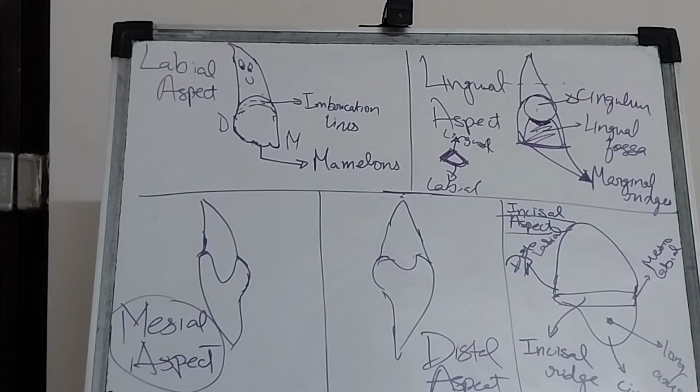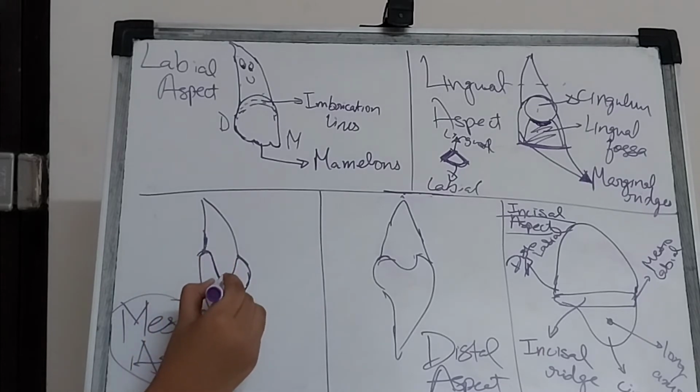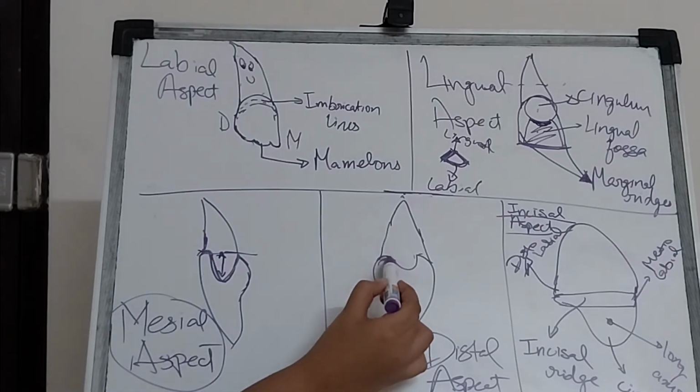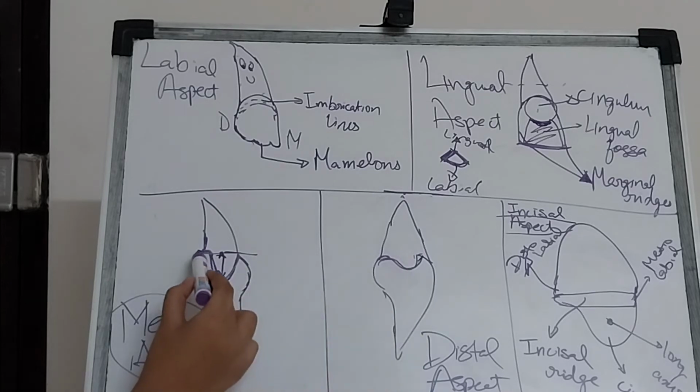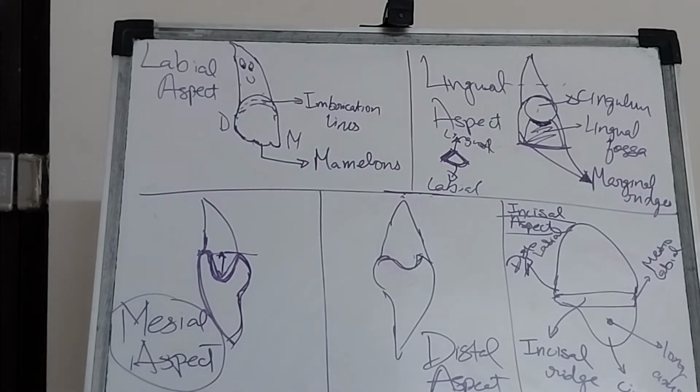Here it curves incisally to a great extent. This cervical curvature is greatest on the mesial surface of this tooth than on any surface of any other tooth in the mouth. What do you understand by this? That this cervical curvature is the greatest for this tooth's mesial aspect. If you see the distal aspect of the same tooth, it's not that curved, but here it is the greatest. In no other tooth is it so much curved.